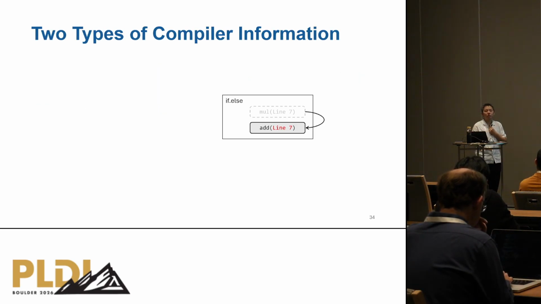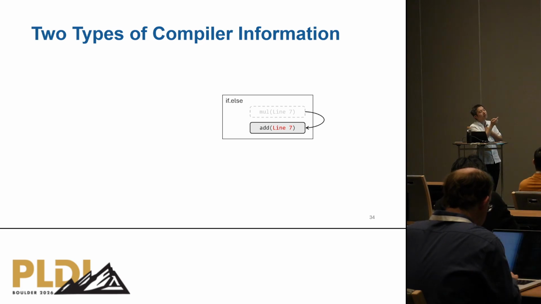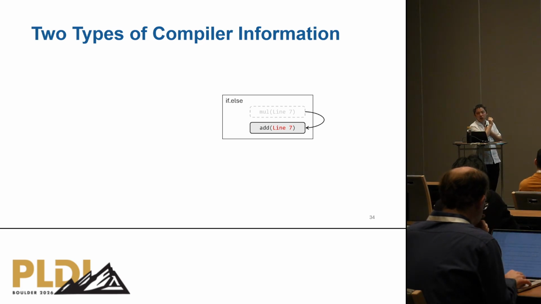Let's talk about these two types of information using a concrete example. This is maybe a minimal example to illustrate the idea. Okay, so here in the original program, we have this multiplication instruction, and this case reflects the traditional strength reduction optimization pass, where we can sometimes replace an expensive multiplication instruction with addition. The original multiplication instruction is at line 7, and the compiler will replace this instruction with a cheaper instruction, which is addition, the same instruction at line 7 in the optimized code.